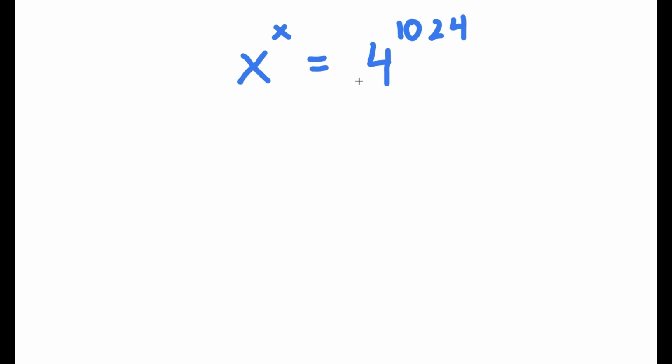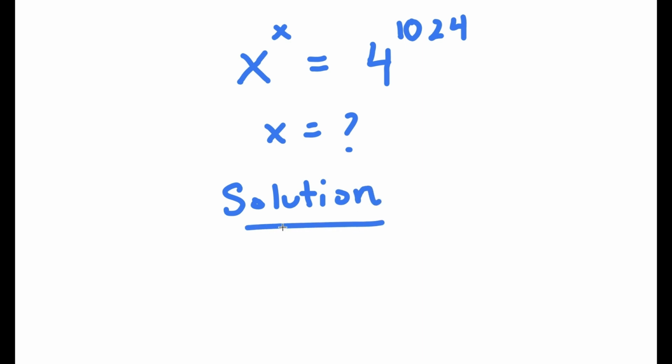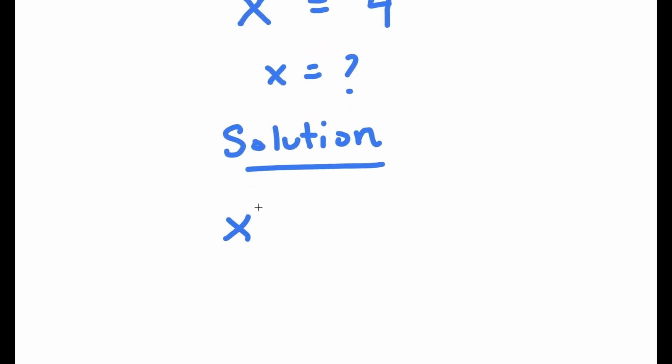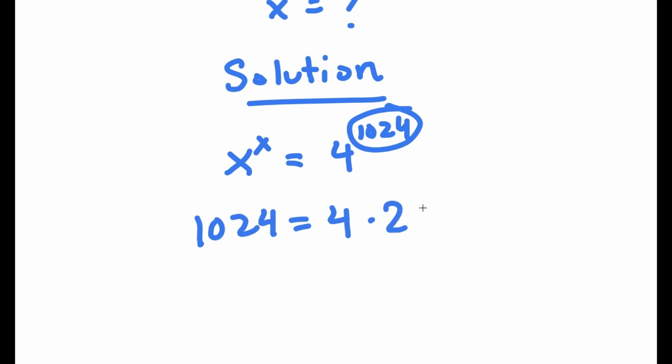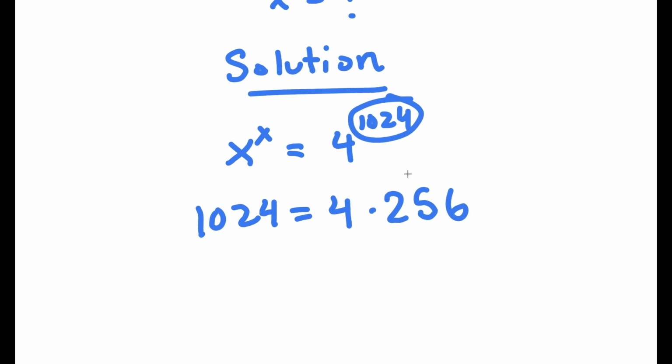Alright, so in this problem, I have x to the power of x is equal to 4 to the power of 1024. So I want to find the value of x here. So for my solution, first start with x to the power of x is equal to 4 to the power of 1024. And now, I'm going to rewrite 1024 here as 4 times 256, because 1024 is 4 times 256.